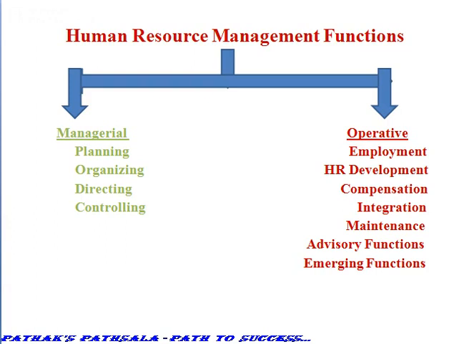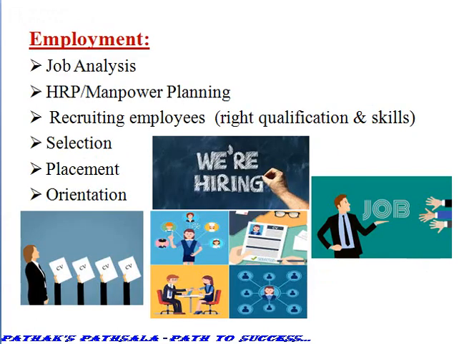The operative functions are specific to the functional role of managers. In this case, the functional role of human resource manager is human resource management. So the basic operative functions of a human resource manager are employment, human resource development, compensation, integration, maintenance, advisory functions, and emerging functions. The primary operative function of an HR manager is employment.